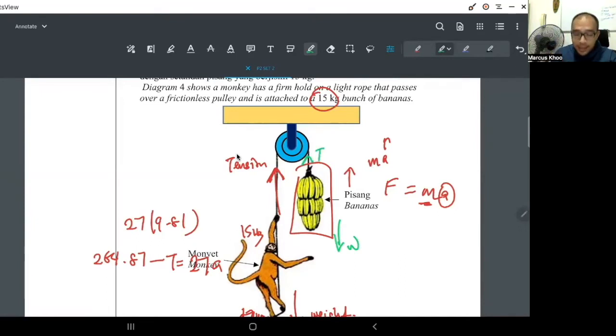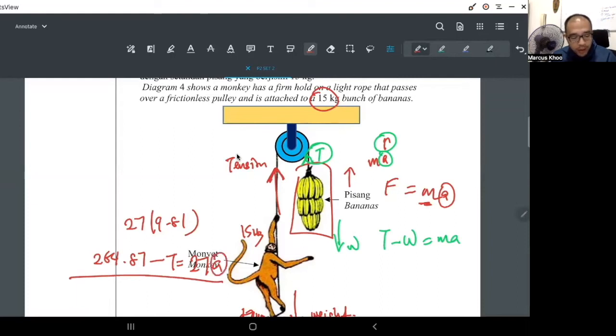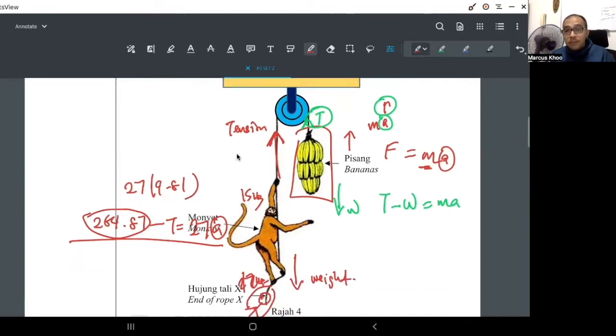But since the acceleration is going in the same direction as the tension, this equation will be T minus W equals MA. Because the bananas are going upwards in the direction of the tension, the acceleration follows the direction of tension, so we put the tension first. In the case of the red color, the acceleration is following the direction of the weight of the monkeys, so we put the weight of the monkeys first, minus the tension. So T minus W equals MA.